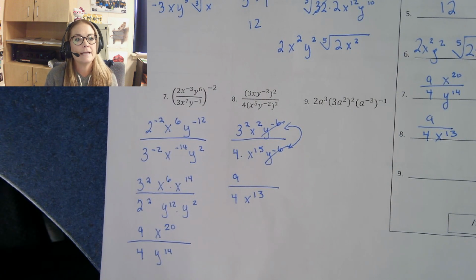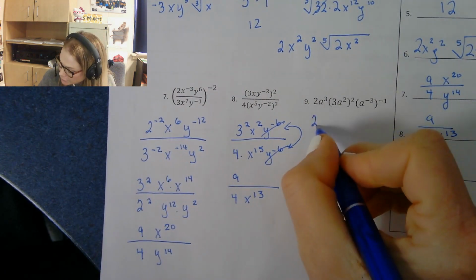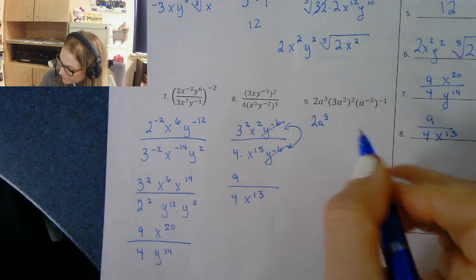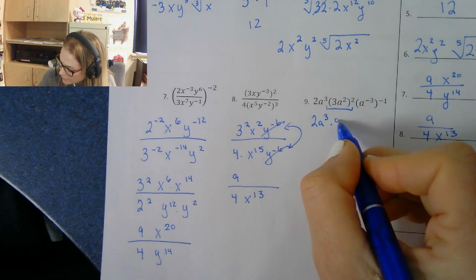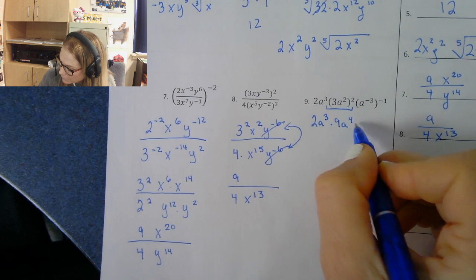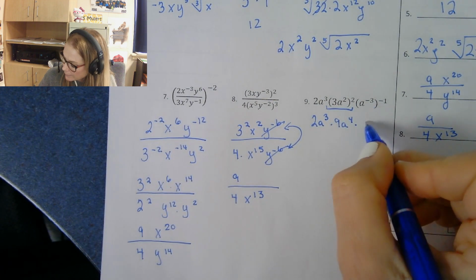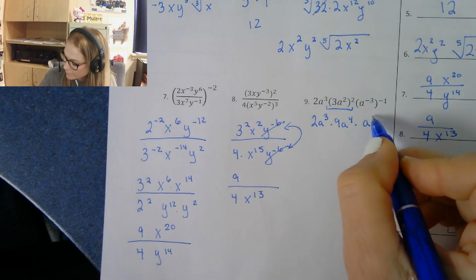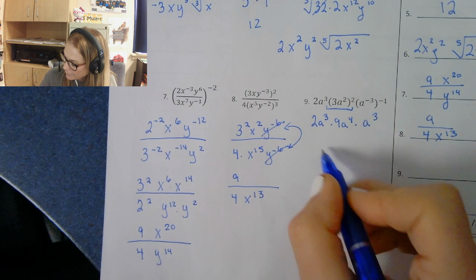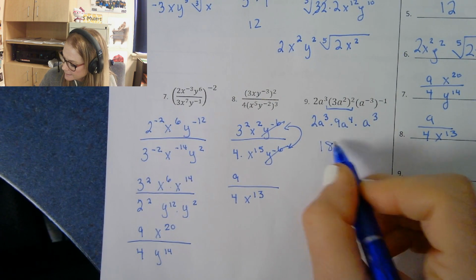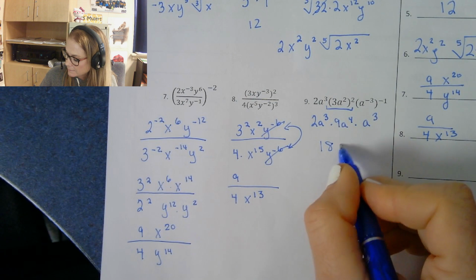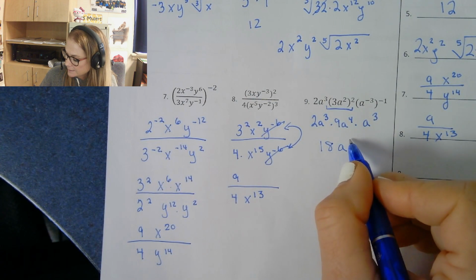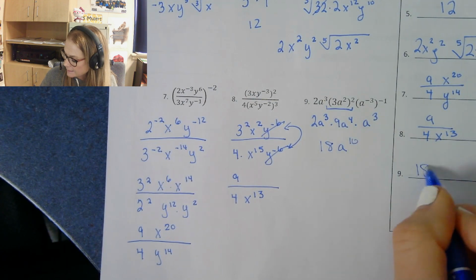All right, the next one, 2a cubed, not much going on there. This whole parenthesis will get squared, so 9a to the 4th. And then this is just power to power. -3, -1 is +3. Okay, so 2 and 9 is 18, and then just tally these up. 3 plus 4 is 7, plus 3 is 10. This is 18a to the 10th.